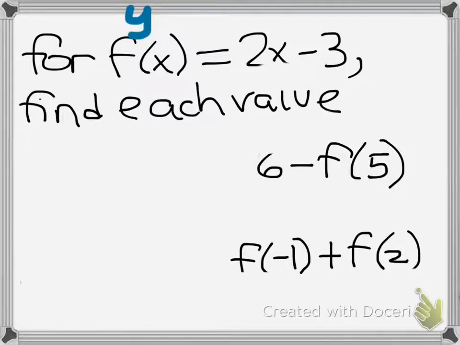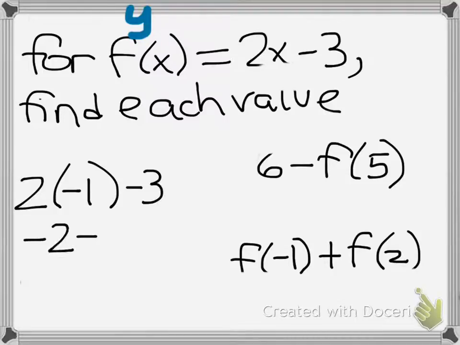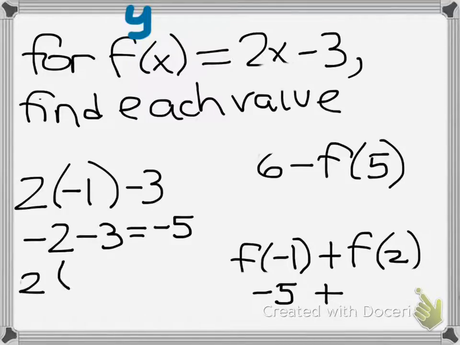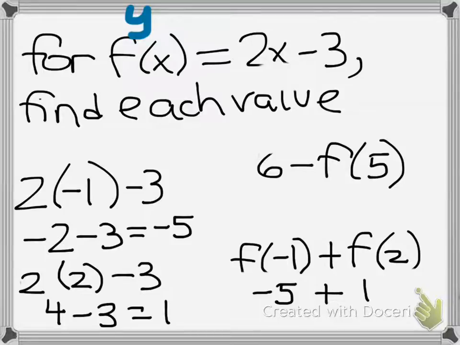And finally, we'll do f of negative 1 plus f of 2. So we're going to have to first find what f of negative 1 is by plugging negative 1 in for x. We get negative 2 minus 3, or negative 5. So that's what f of negative 1 is. Now we're going to add the negative 5 to what f of 2 is. So that means 2 goes in for x. And we get 4 minus 3, which is 1. So I need to do what negative 5 plus 1 is, and that gives me negative 4, which is my answer.